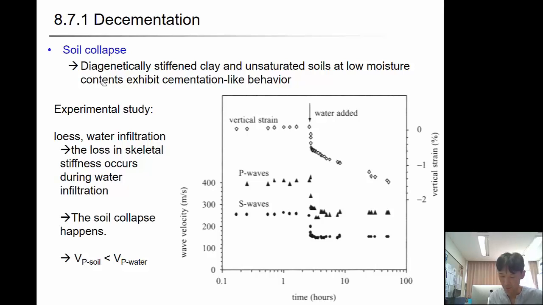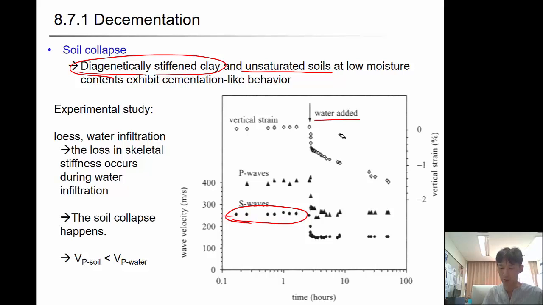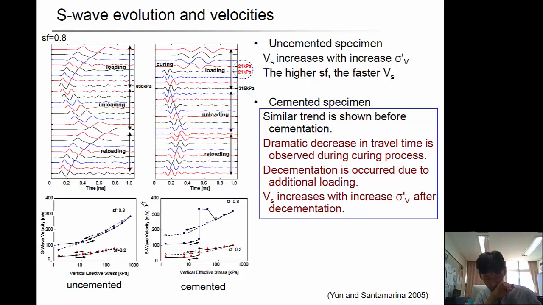This is a different, okay, yeah, it's the same. So when you have a diagenetically stiffened clay, that means the clay is overly consolidated or overly cemented with some chemicals at low water content, so it's not fully saturated. Then you sample it out and bring it to the lab, and its Vs was like 250. And as soon as you add water to that sample, it absorbs the water and becomes softened, so it collapses like this. So the loss in skeletal stiffness occurs during the water infiltration. And yep, this is another example of decementation.